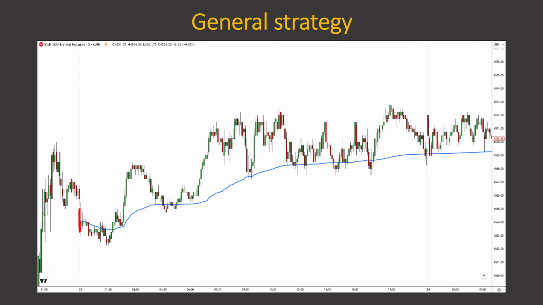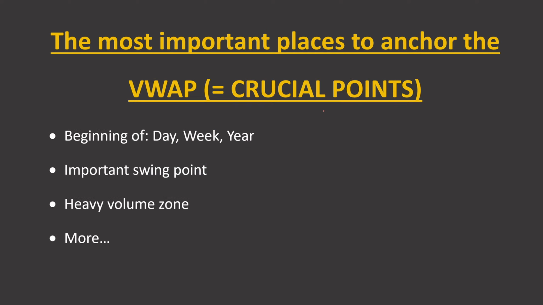Now, the big question is, where do we anchor the VWAP? Because everything depends on that. Where do we anchor the VWAP? You want to anchor the VWAP at crucial points in the market. Those are points where market participants made crucial decisions, where market sentiments shifted, and where rules of the game changed. So the most important places where you want to anchor the VWAP, those are the crucial points.